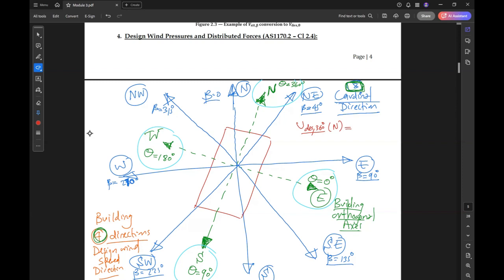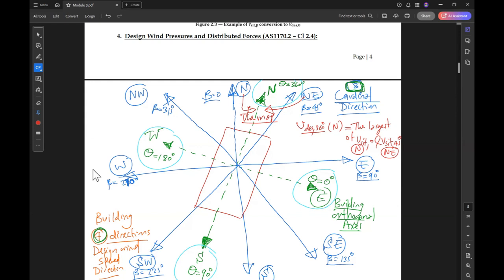What do you think? Which V site beta to take? Northeast or north? The north is lying between these two, right? So the design wind speed will be the largest of V site beta 0 and V site beta 45, for the north direction and northeast direction. So we will take the maximum of these two. Each orthogonal direction will lie between 2 cardinal directions, and the design wind speed will be the maximum of these two.